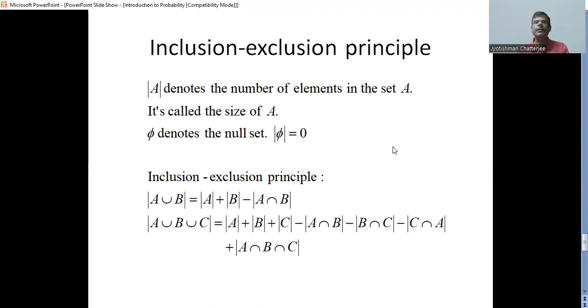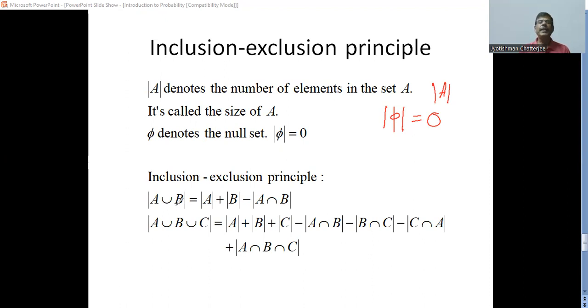What is the size of a set? Size of a set A, that is denoted by this symbol, denotes the number of elements in the set A. It's called the size of A. So what is the size of the null set? That will be equal to 0 because there is no element in the null set.